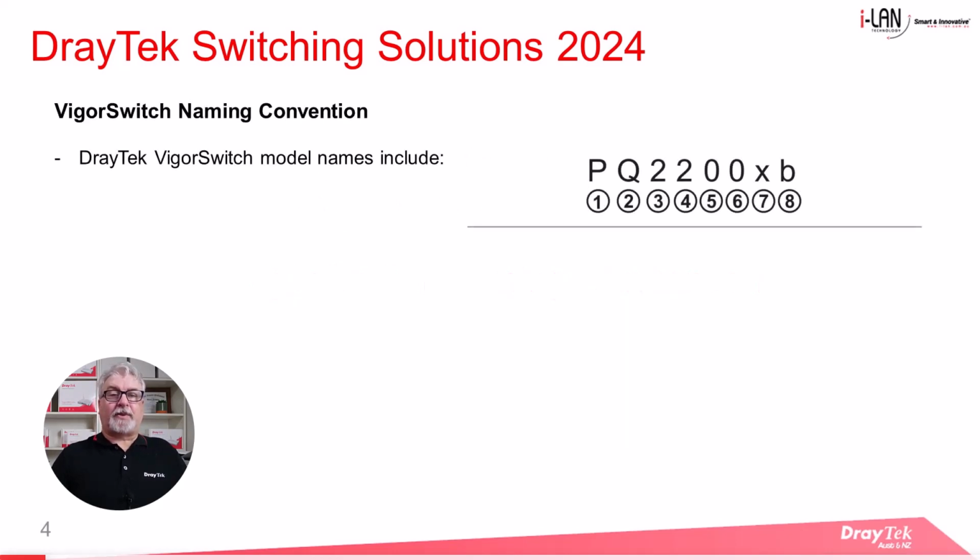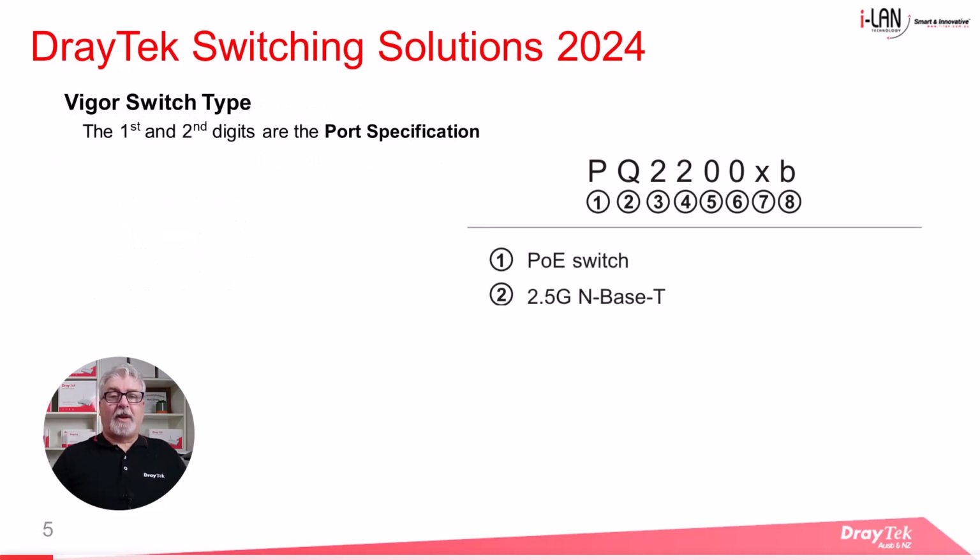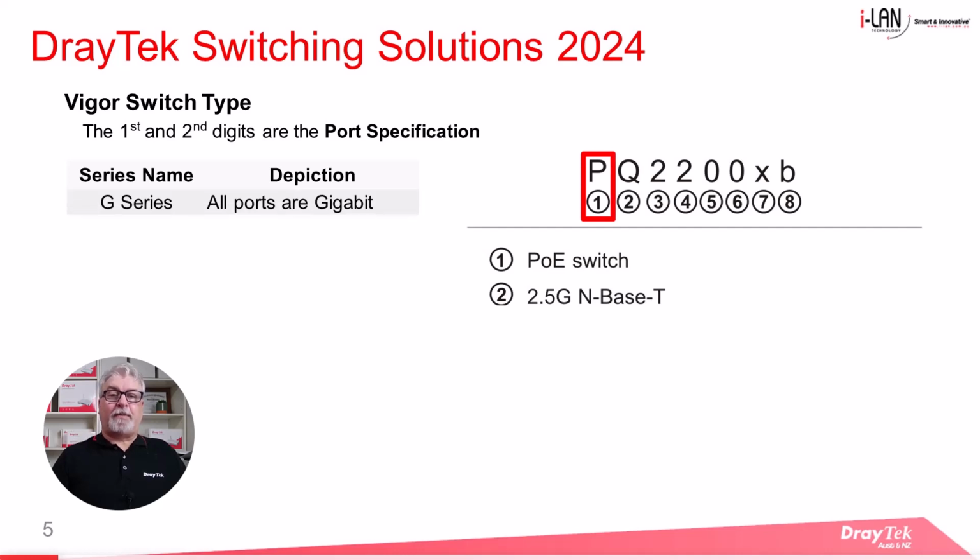The DrayTek VigorSwitch model names hold key information like the VigorSwitch type, the management type, the number of ports, version number, and uplink specification. Let's break it down to understand what each part means. The first and second digits are the VigorSwitch port specification. DrayTek VigorSwitch products are categorized into different series. If the name starts with a G, it means all ports are gigabit. If it starts with a P, it means it's a PoE switch.